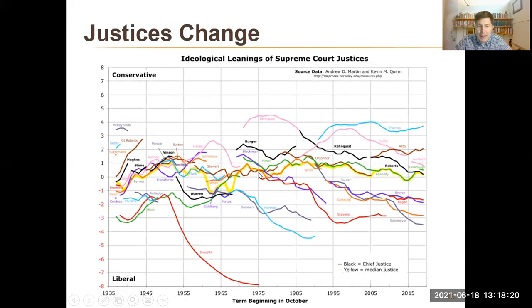The black line represents the Chief Justice. So the Chief Justice from Earl Warren, Warren Burger, Rehnquist to John Roberts, our current Chief Justice, that line has changed, and individual justices have become either more liberal or conservative.